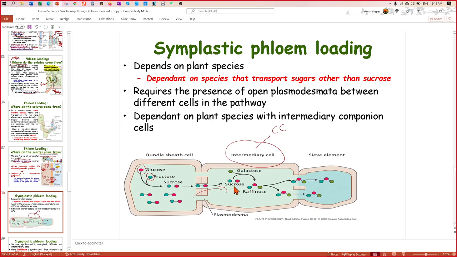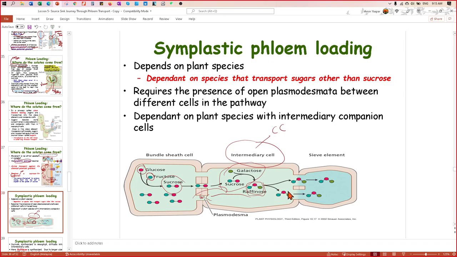In the intermediary cells, the glucose and fructose, which has been converted to sucrose, now has one unit of sucrose attached to the glucose, and you get raffinose. Raffinose, can it go backward? No, this is much bigger now. It just cannot fit this opening.